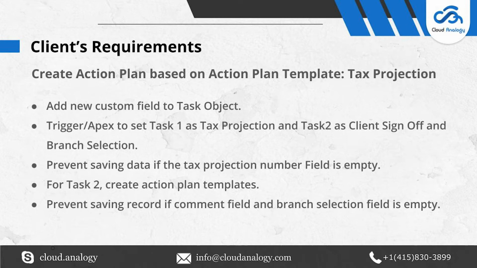Number 4. For task 2, create these action plan templates: branch Roth conversion, branch gain realization, branch charitable giving, and add a new pick list custom field on task object named branch selection and give these values: gain realization, Roth conversion, charitable giving, no action. Number 5. On save of task 2, there must be a setting which will prevent saving the record if the comment field and branch selection field are empty.